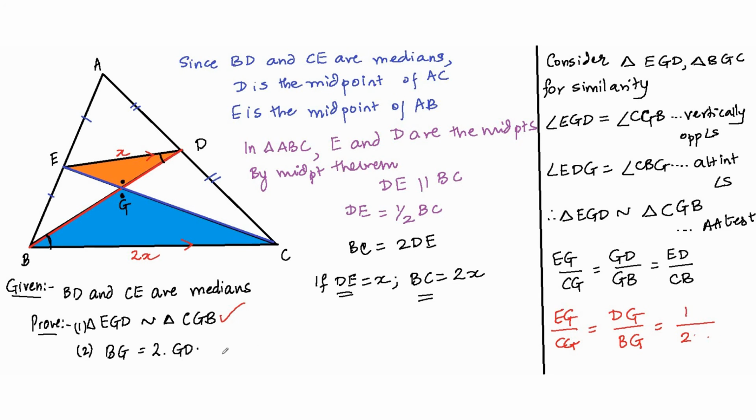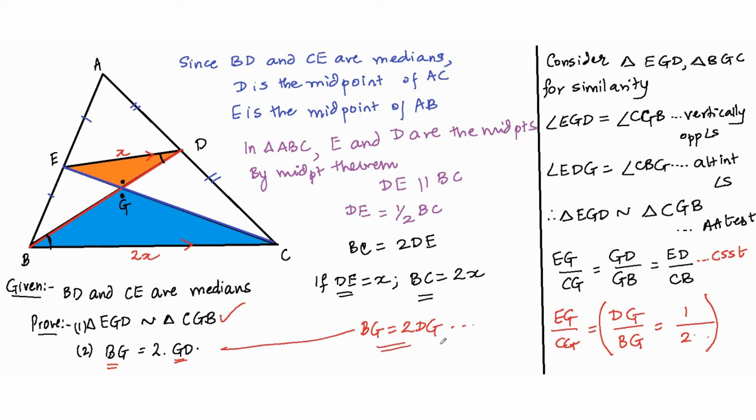Now what do I have to prove? I have to prove BG and DG, right? So what I will do is I will take these two ratios and cross multiplying I get BG is equal to 2 times DG, right? And this is exactly what I had to prove. And this is by CSST. We should always mention this. And hence we proved this particular problem.